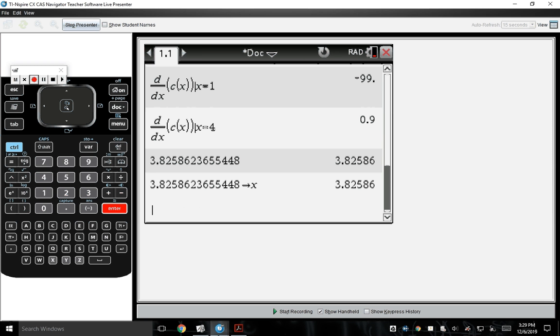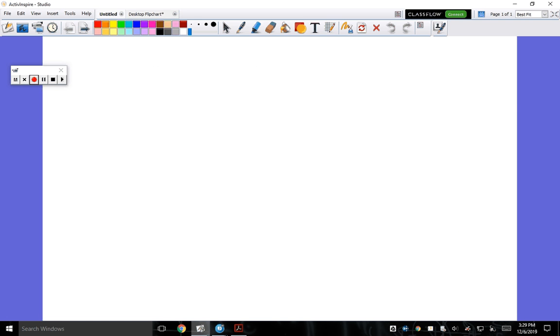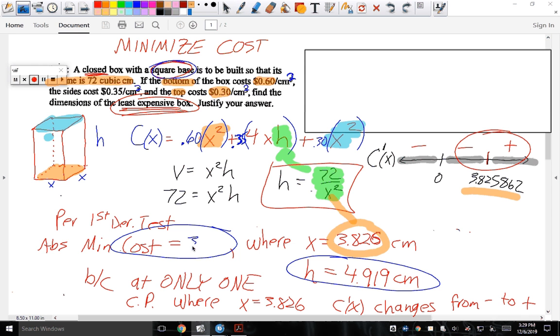And what was it that we were looking for? We were looking for C of this value. So the cost would be C of this value here. And that's how we got the cost was 39.52. Okay, so back over here where we had that place for the cost, we would put $39.52. And since this one's cost, do we have to do it to 2 decimal places? 2 decimal places, yes, because it's cost. Good. Otherwise it's 3, but for money, always 2.